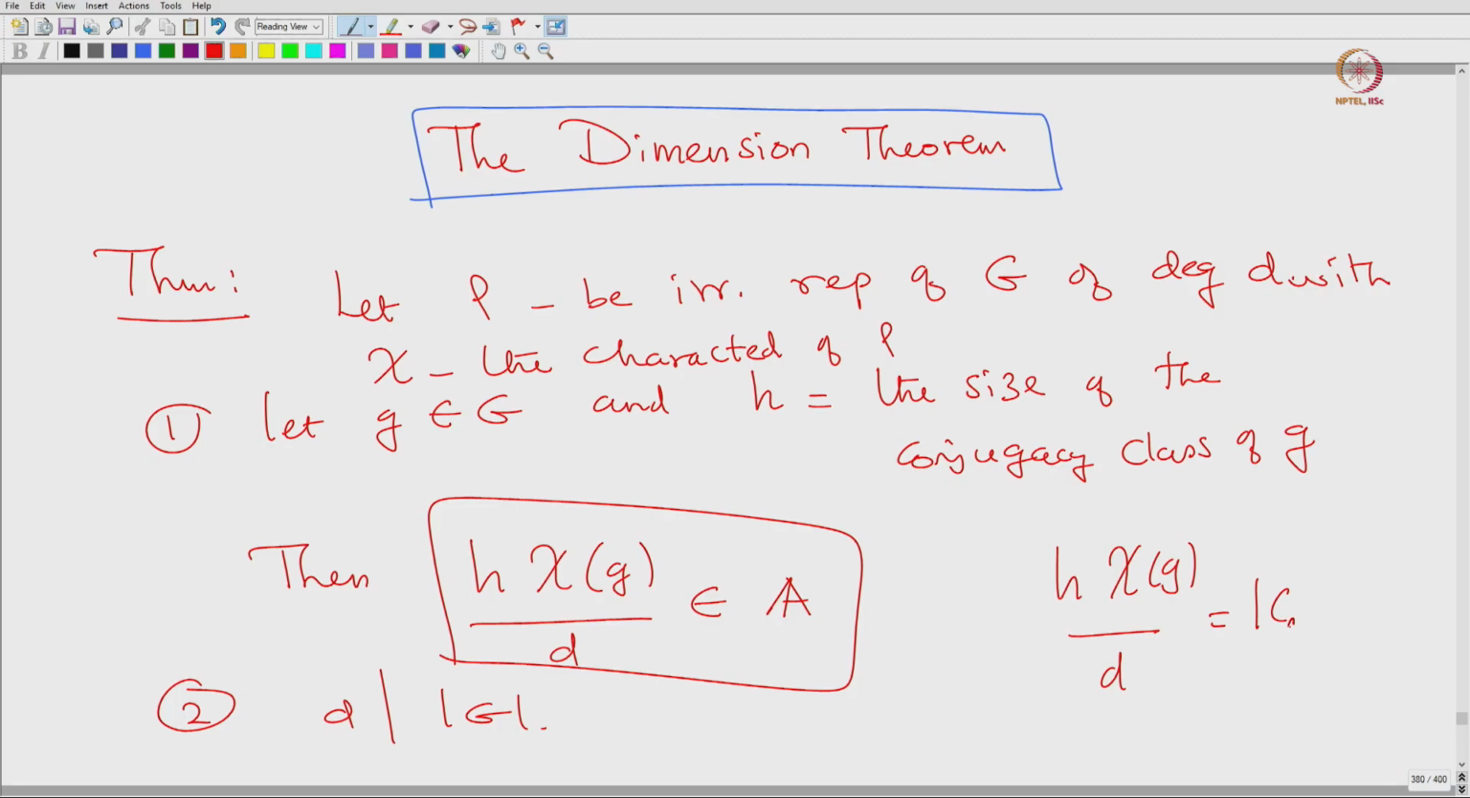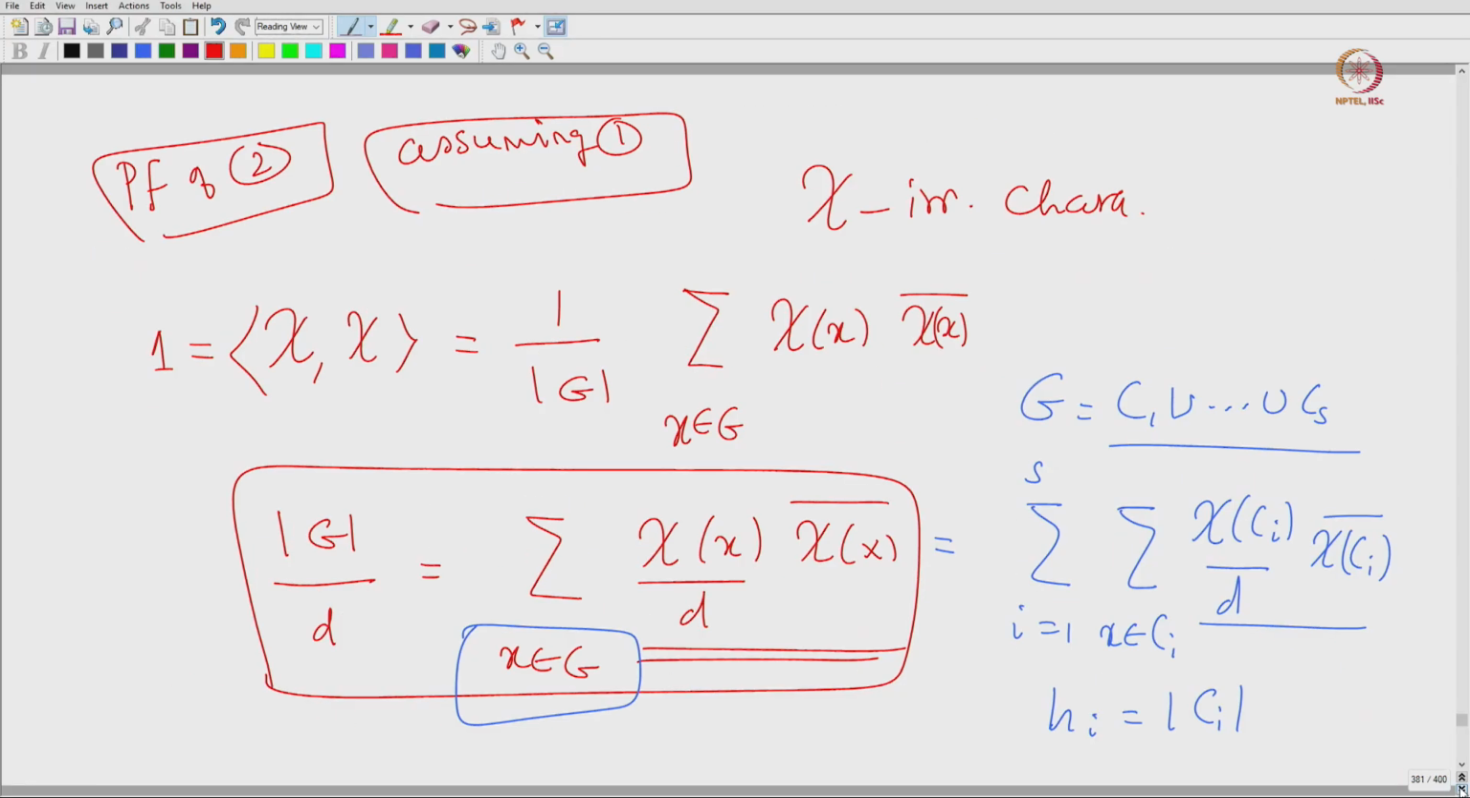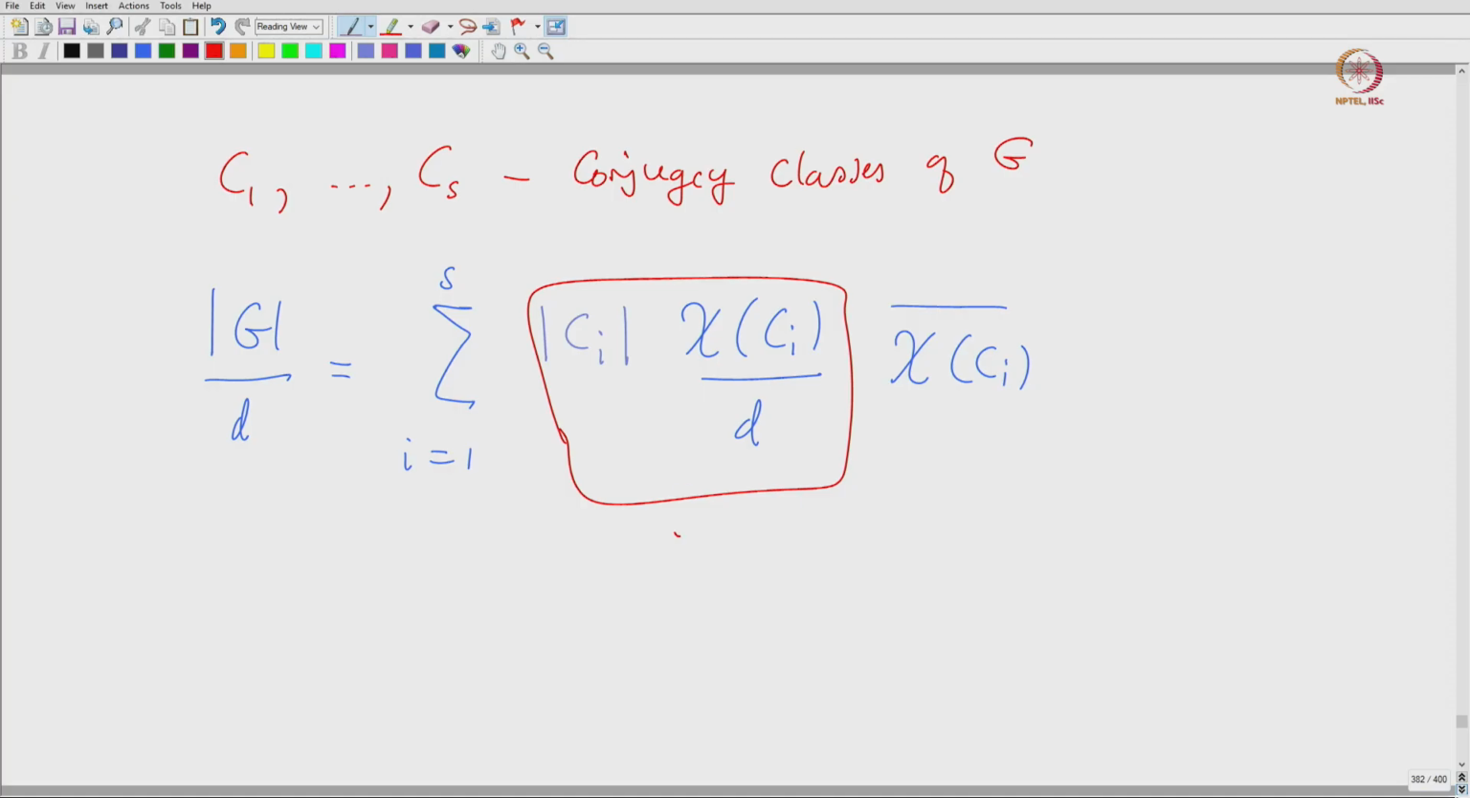So, let me write it as C_G times chi of G, the value of that conjugacy class when taken by the character chi, divided by d. So, this is indeed nothing but an algebraic integer. That is what statement 1 says. So, this is exactly the value that we have there.